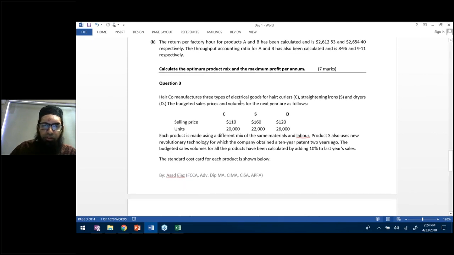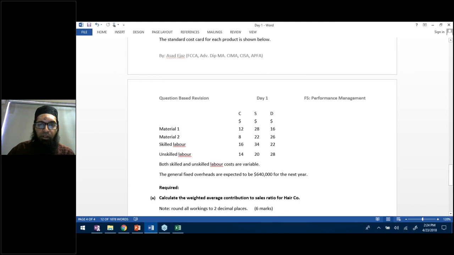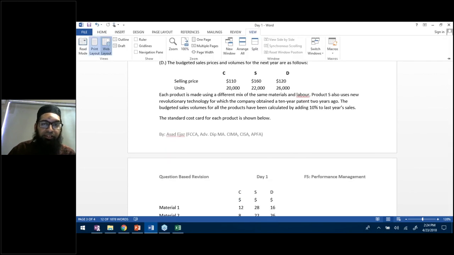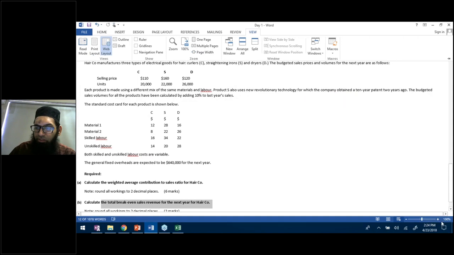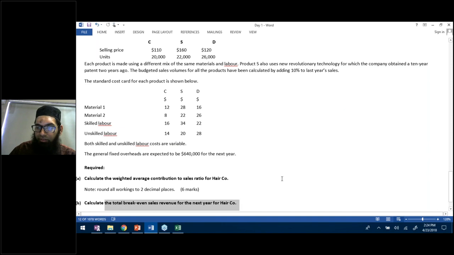In this question, we have been asked to calculate the weighted average contribution to sales ratio for Hair company. So we have to calculate the weighted average CS ratio. We have also been asked to calculate the total break-even sales revenue for the next year for Hair company. So we have to calculate the weighted average CS ratio as well as the break-even sales revenue for the next year. As usual, please read the complete information first, and then we will discuss it.